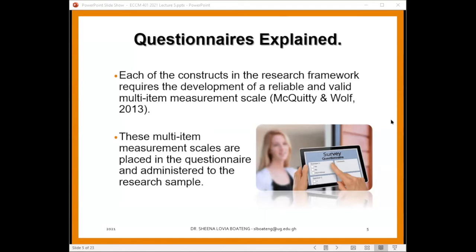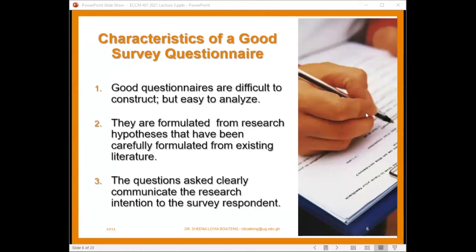So now we've understood the concept of the multi-item measurement scale, and we've understood how to do multi-item measurement using the Likert scale. So let's look at the characteristics of a good questionnaire very quickly. Good questionnaires are difficult to construct. You can see the questionnaire I shared with you has gone through a lot of painstaking design because you have to make sure that it is designed in a manner that will make it easy for you to get good data to analyze, to address your research objectives. So good questionnaires are difficult to construct, but they are easy to analyze. So you work today and you enjoy tomorrow. That's basically what it is.